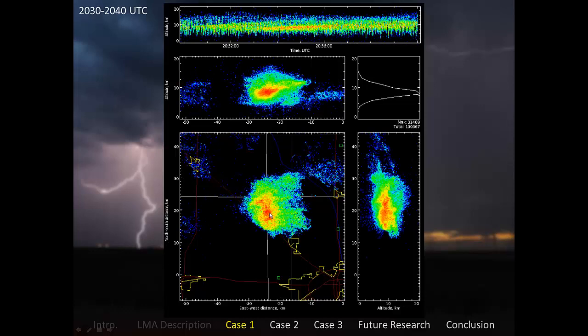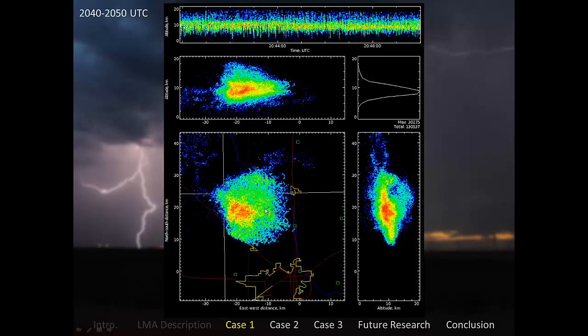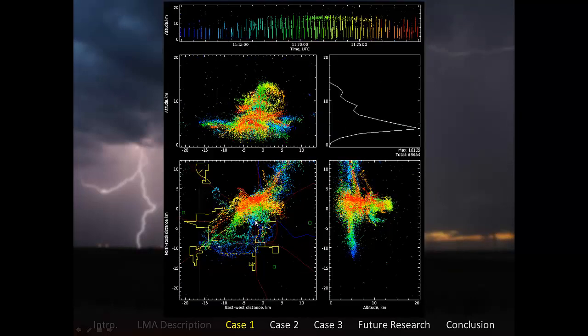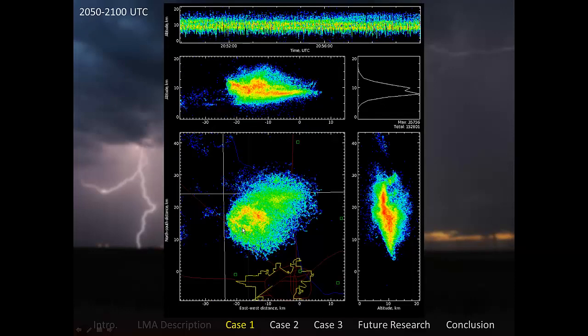As it moves forward with time, you see that the sources continue to be concentrated. And then again here, as we move through, you can see this period where there's the ring inside of the storm where the mesocyclone is the strongest, and the sources are concentrated around the outside of the mesocyclone itself.